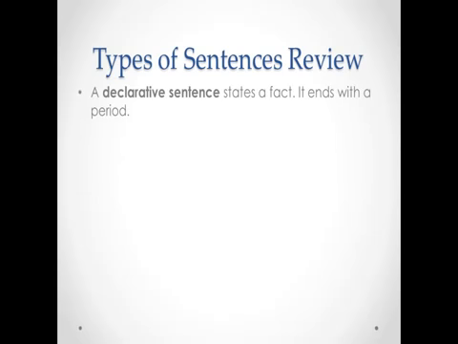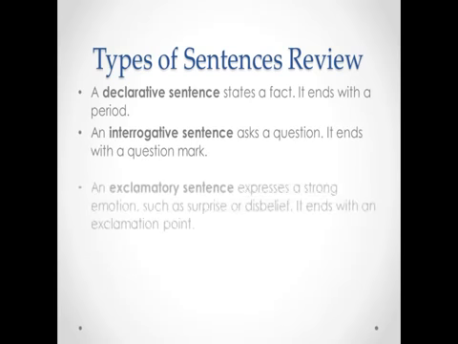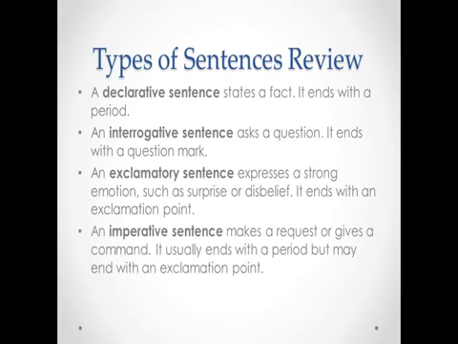So, sentence review. A declarative sentence states a fact. It ends with a period. An interrogative sentence asks a question. It ends with a question mark. An exclamatory sentence expresses a strong emotion such as surprise or disbelief. It ends with an exclamation point. An imperative sentence makes a request or gives a command. It usually ends with a period but may end with an exclamation point.